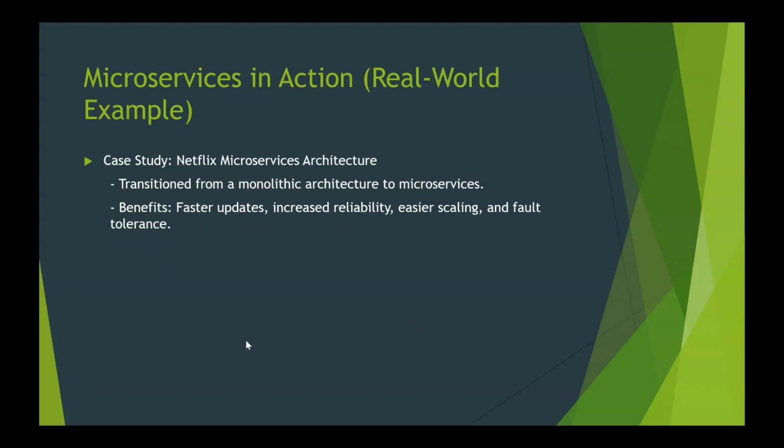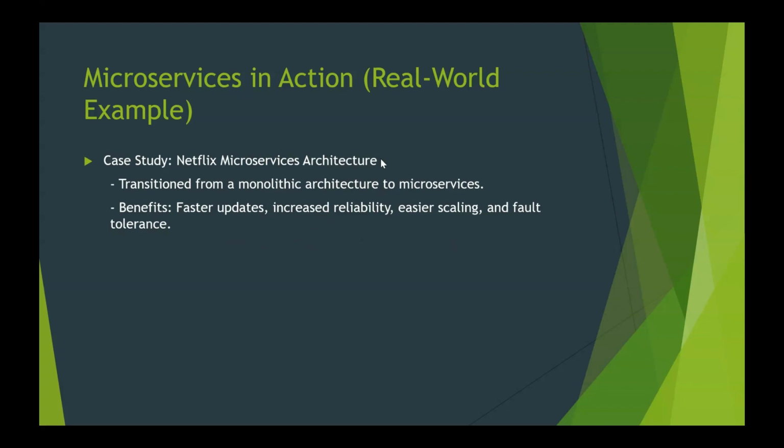Let's talk about a real world example of microservices. Okay, in case of Netflix microservices architecture, they transitioned from a monolithic architecture to microservices. What are the benefits? Faster updates, increased reliability, easier scaling, and fault tolerance. How faster updates? Because different teams might be handling and developing the microservices independently. That's why they will be able to develop and deliver their microservice faster.